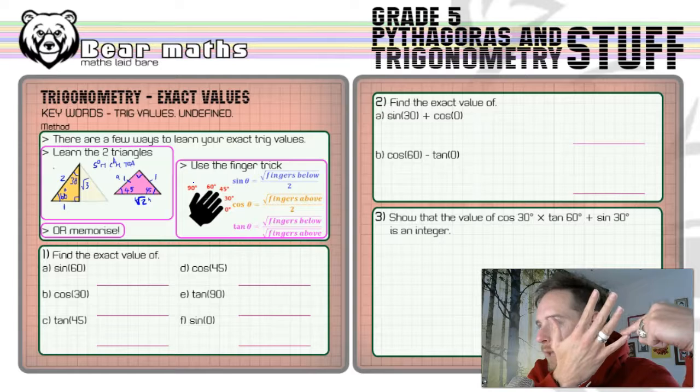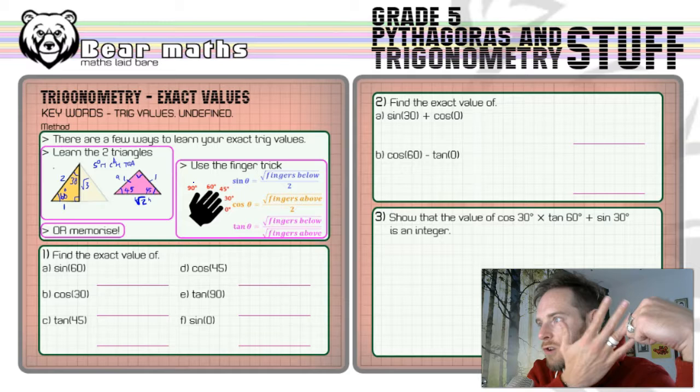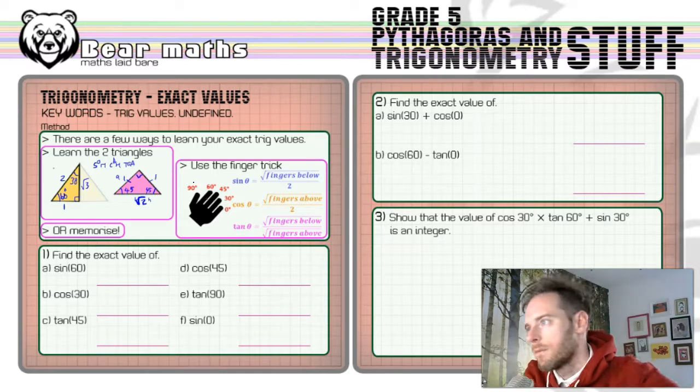4 fingers below the 90 degrees, and the square root of 4 is 2. So that's going to be 2 over 2, and 2 over 2 is 1 whole. So sine 90 actually equals 1, because that's root 4 over 2, and root 4 is 2, and 2 divided by 2 is just 1. It all sounds complicated, but it's actually pretty simple when you get used to it. It's quite a nice little trick.